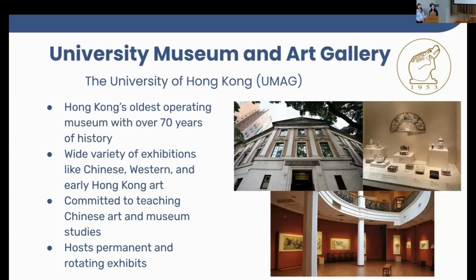So a little bit about the University Museum and Art Gallery, also known as UMAG. It's Hong Kong's oldest operating museum with over 70 years of history. They have a wide variety of exhibitions like Chinese, Western, and early Hong Kong art, and they are committed to teaching Chinese art and museum studies through tours and workshops. And they host permanent collection along with rotating exhibits.